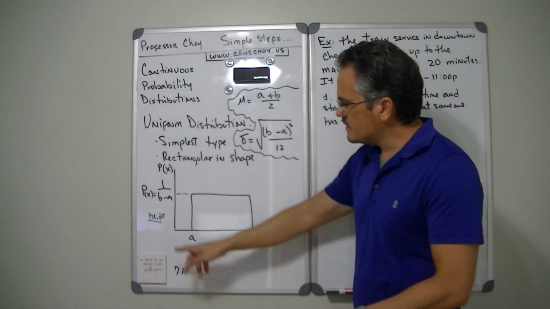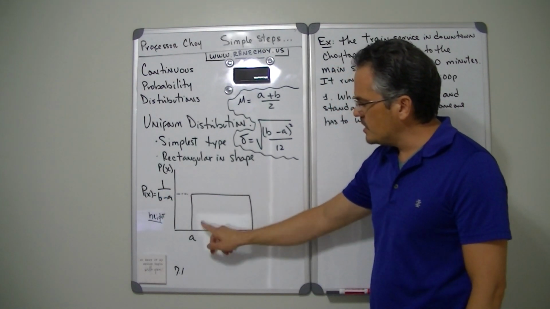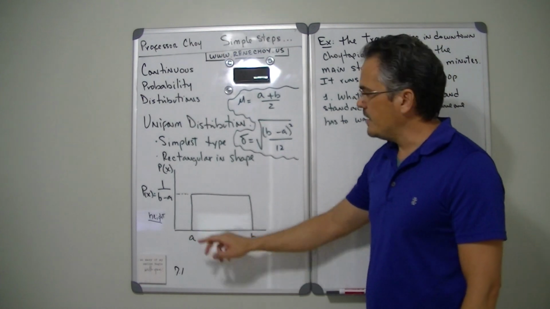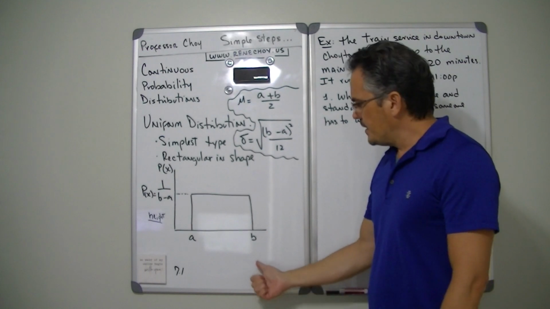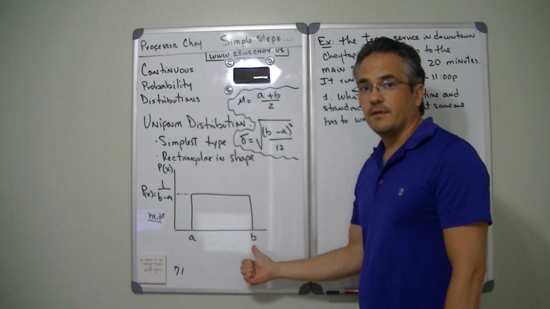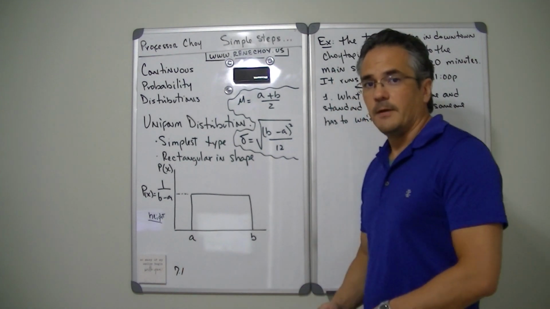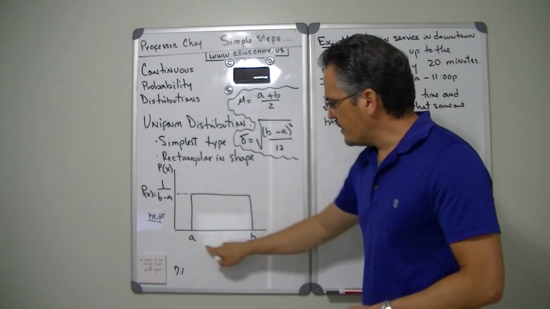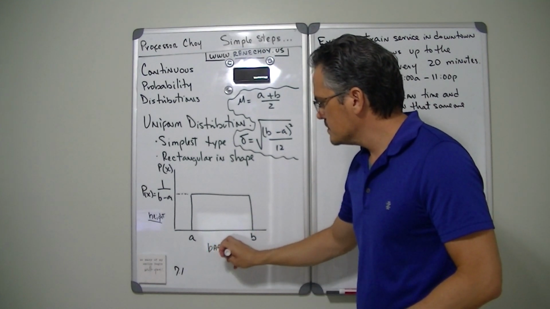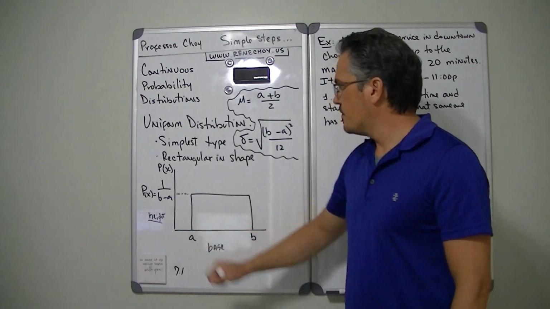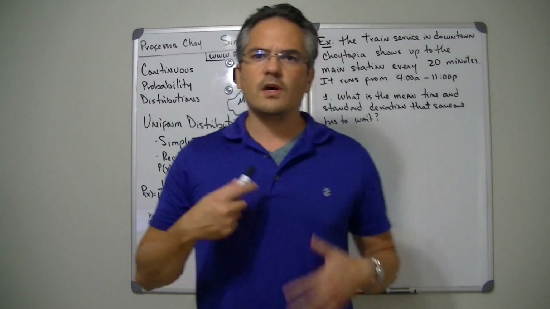So the height of the distribution, P of x, is the probability of each individual point on the distribution, and you can find that probability by doing 1 divided by b minus a. B is the end point over here for the rectangle. A is the beginning point over here for the rectangle. So down here we have our base for the rectangle, and over here we have our height for the rectangle.